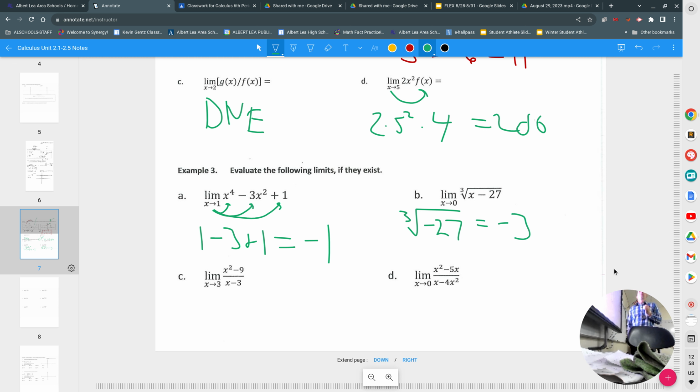Negative 3. It's weird, like this 3, I got it to show up really well, but this 3, I don't. I wonder, it's odd. Negative 3 is odd.